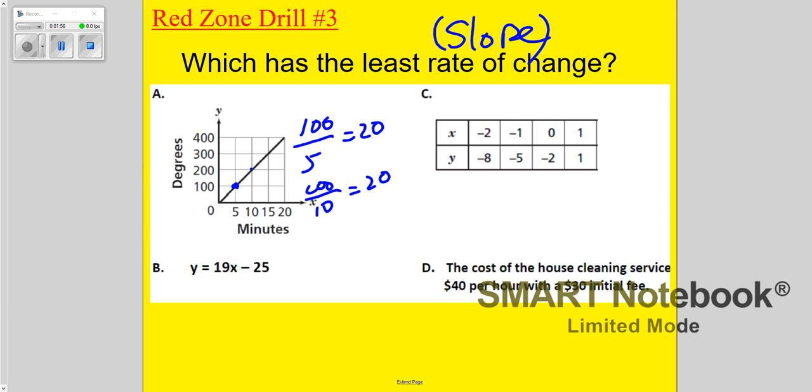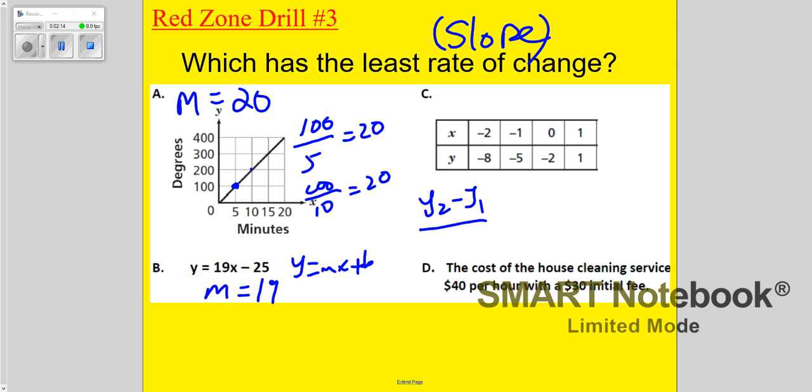So the rate of change for A is 20. The rate of change for B is 19. I know that because y equals mx plus b. The rate of change for C, there's two ways you can do this. One way is to do the slope formula. If you don't remember that, it's y2 minus y1 over x2 minus x1, or you can do the jumps.